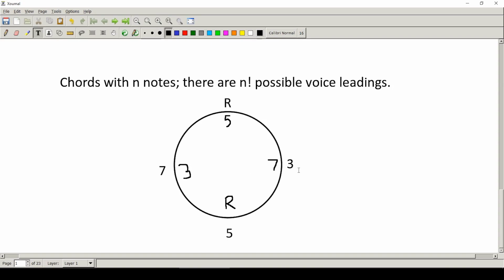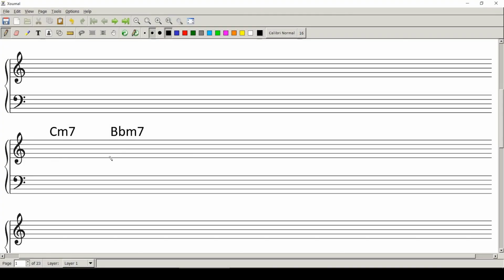So let's start by thinking about minor seventh chords. And just to pick an arbitrary problem, let's think about going from C minor 7 to B flat minor 7. And so the notes that I need here are C, E flat, G, and B flat versus B flat, D flat, F, and A flat.